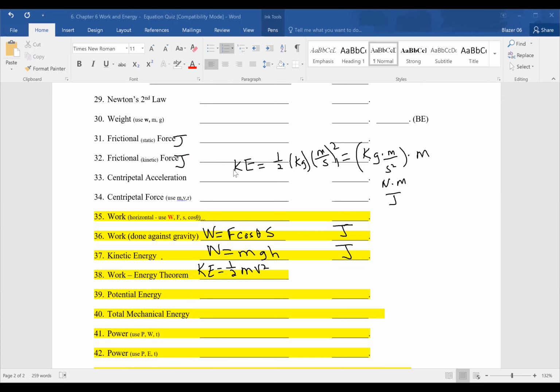Then we said that potential energy is just the energy stored by an object that has weight, which is mg, at a certain height. So potential energy is also in joules.